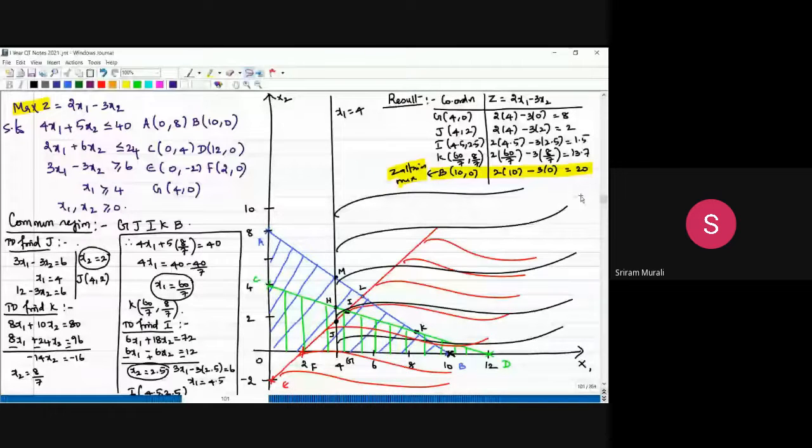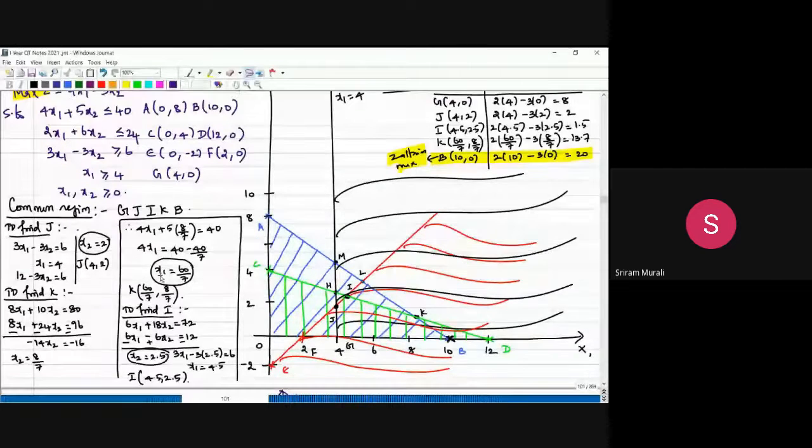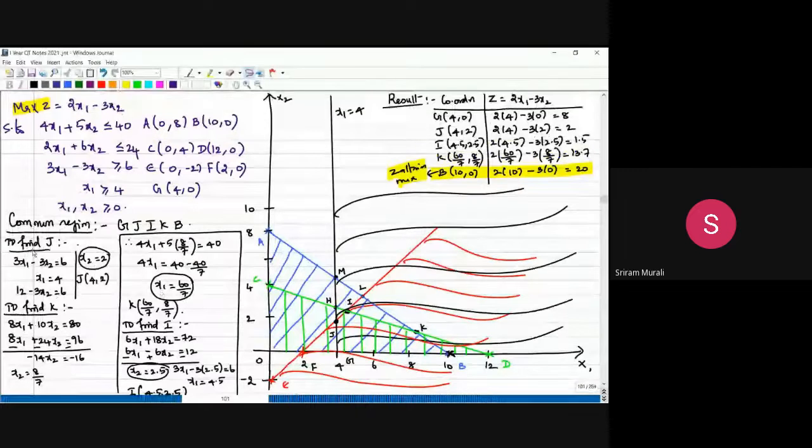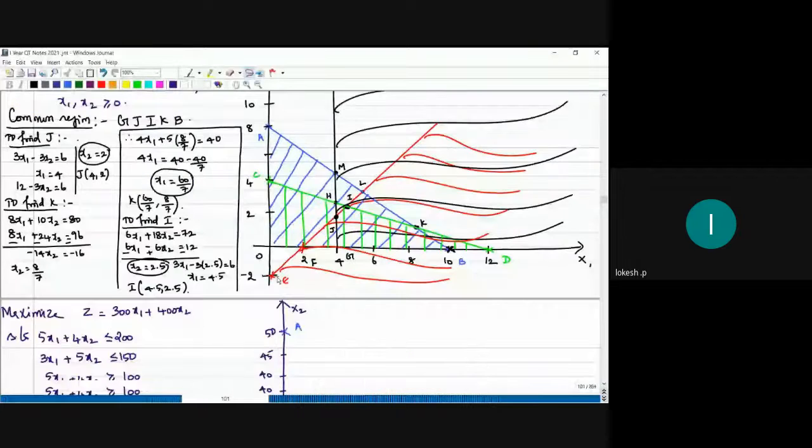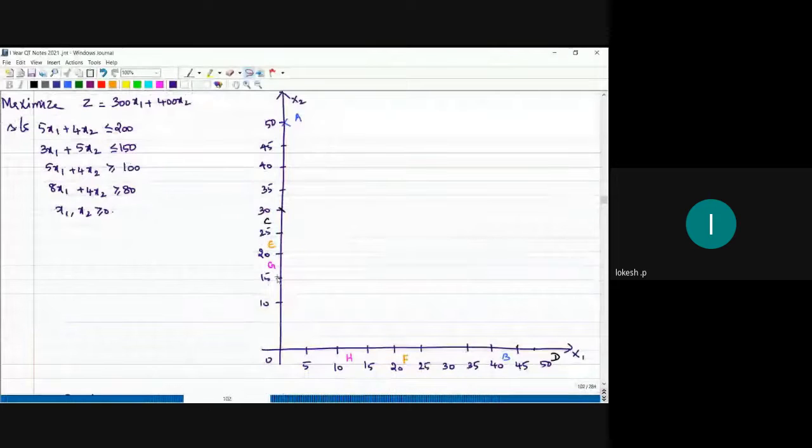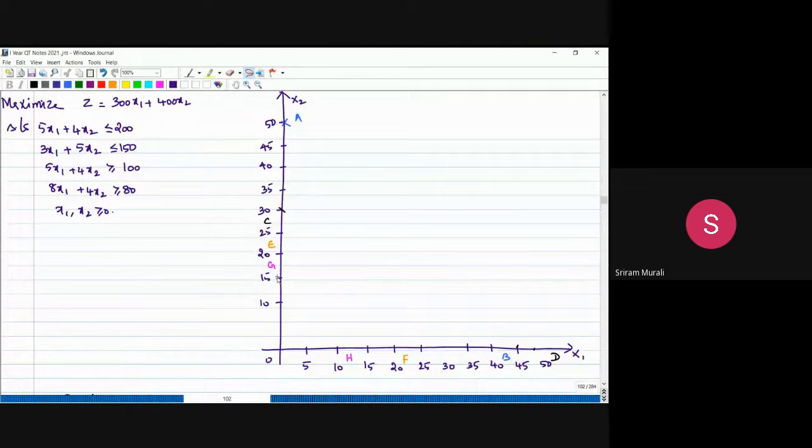Have you all understood how to catch point of intersection, etc.? Yes, sir. So this is another problem. It is also a mixed constraint.